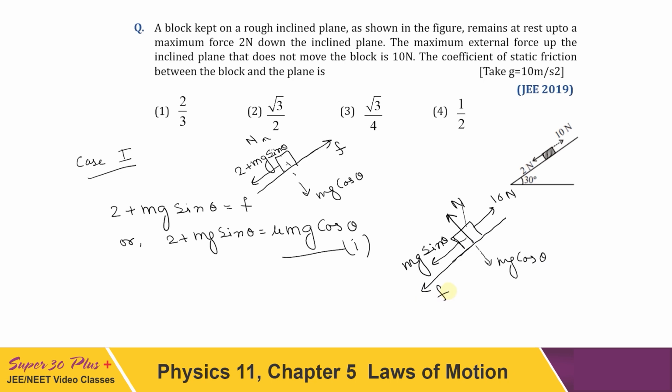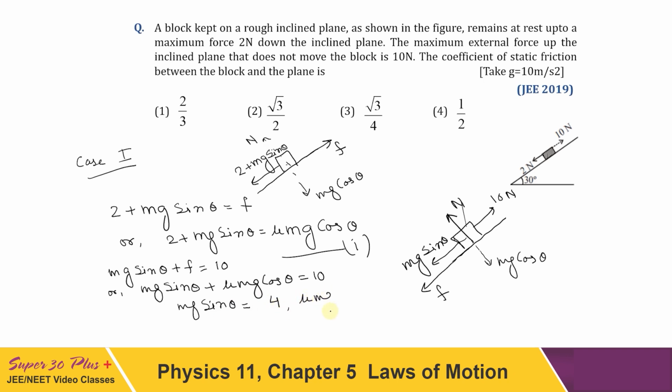Now if we equate the forces, because again the block is in equilibrium, we will get mg sin theta plus F is equal to 10, or mg sin theta, again we can write F as mu mg cos theta, so plus mu mg cos theta is equal to 10. Now if we solve these two equations, we will get mg sin theta is equal to 4 and mu mg cos theta is equal to 6. On dividing, it will give mu cot theta is equal to 3 by 2, or we can write mu as 3 by 2 cot theta.